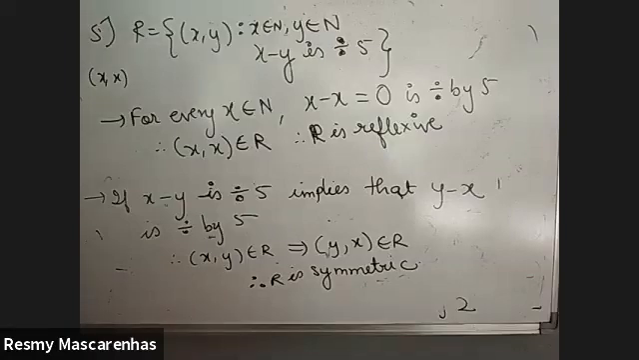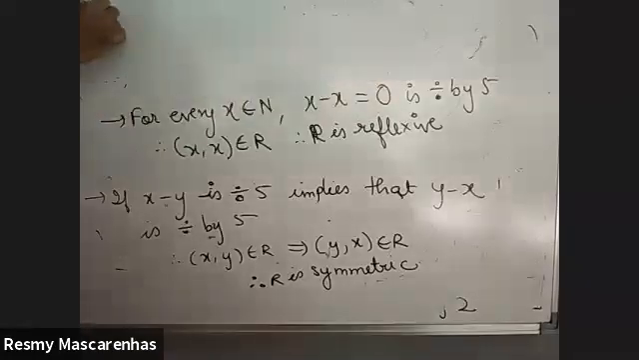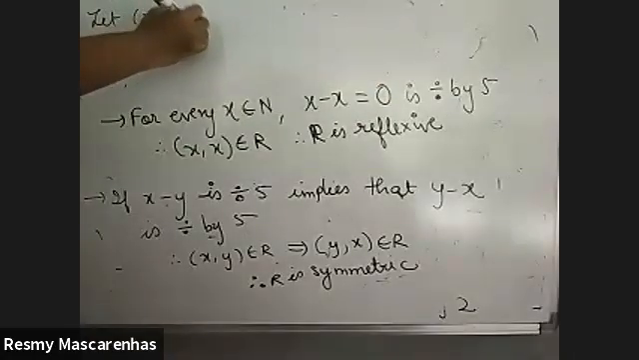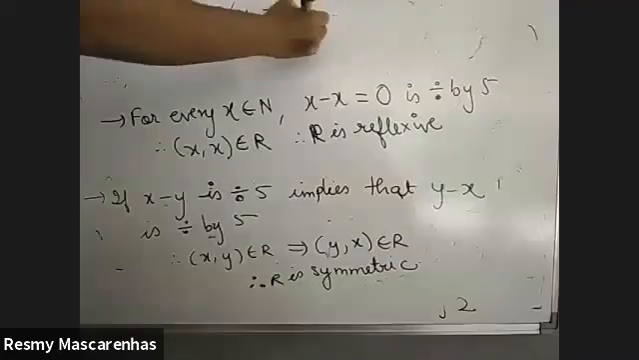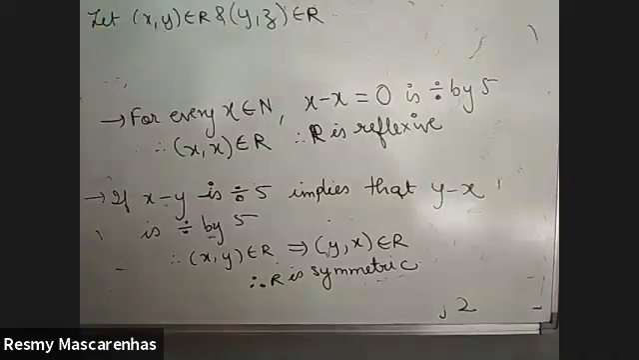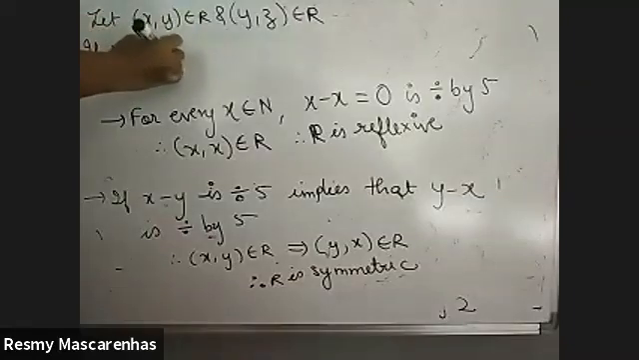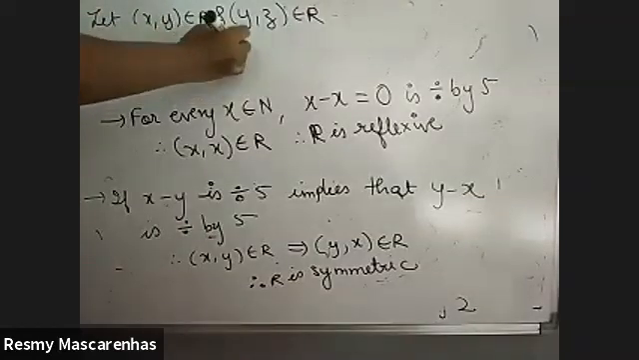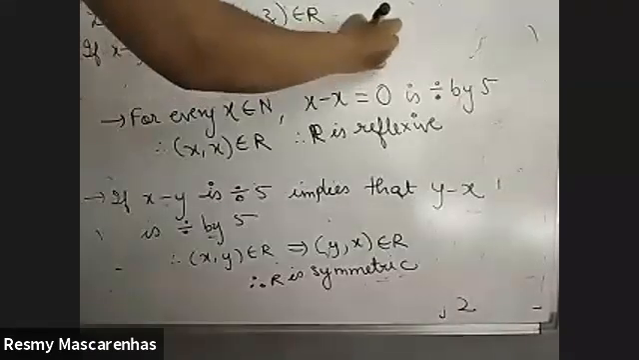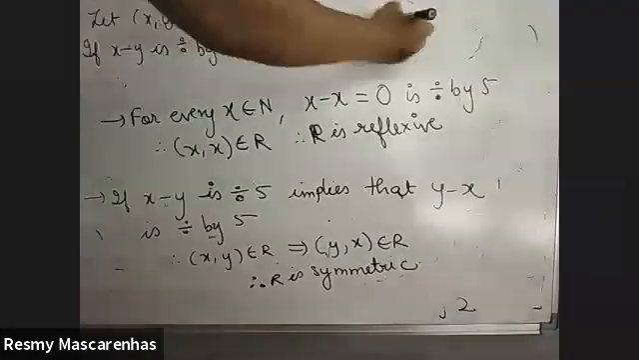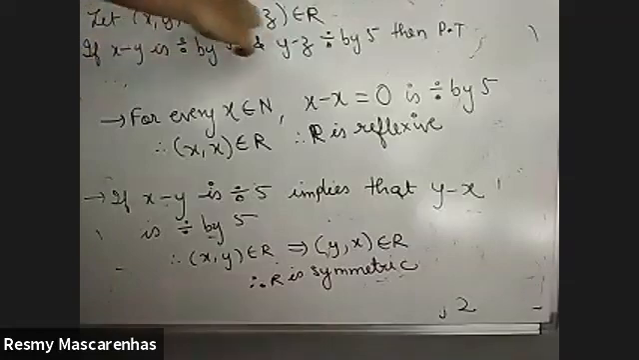Okay, so we'll write for transitive. You can assume, let this be true: x comma y, and one more you are introducing now. So what you have to do is, assume x minus y is divisible by 5 and y minus z is divisible by 5, then what you have to prove is x minus z.